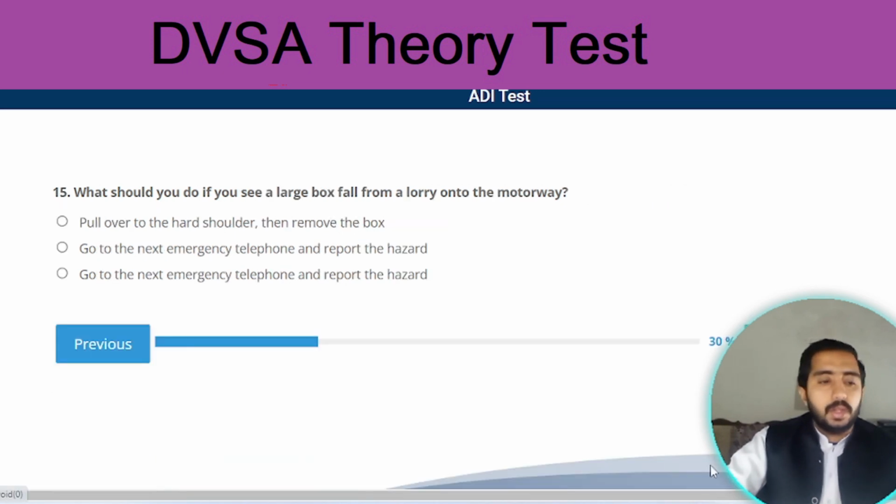Next question. Question number 15. What should you do if you see a large box fall from a lorry onto the motorway?